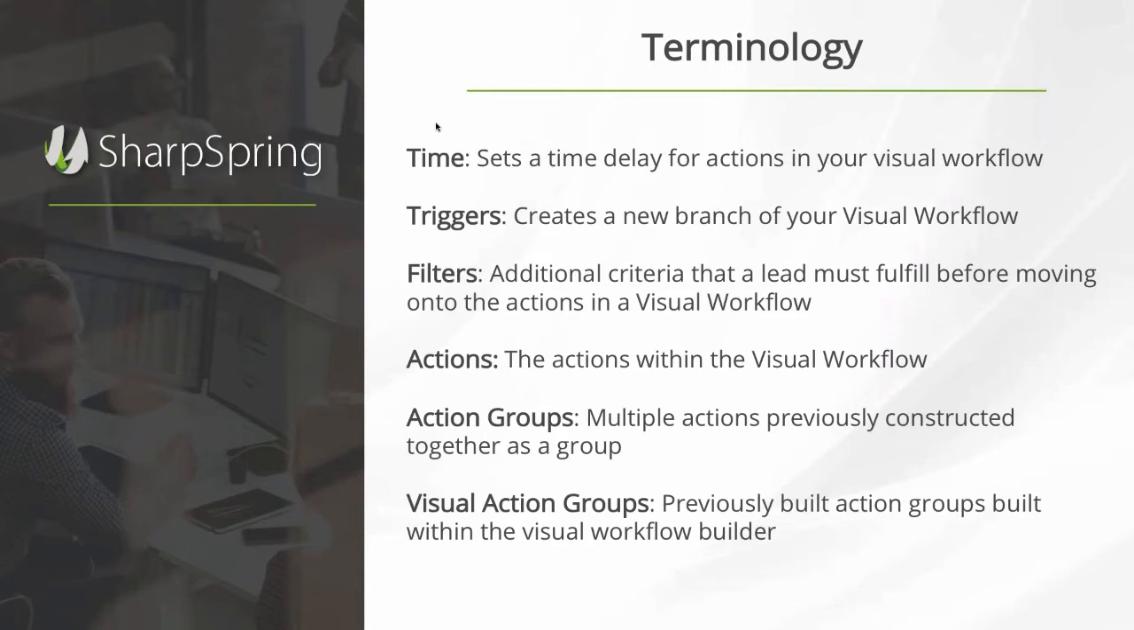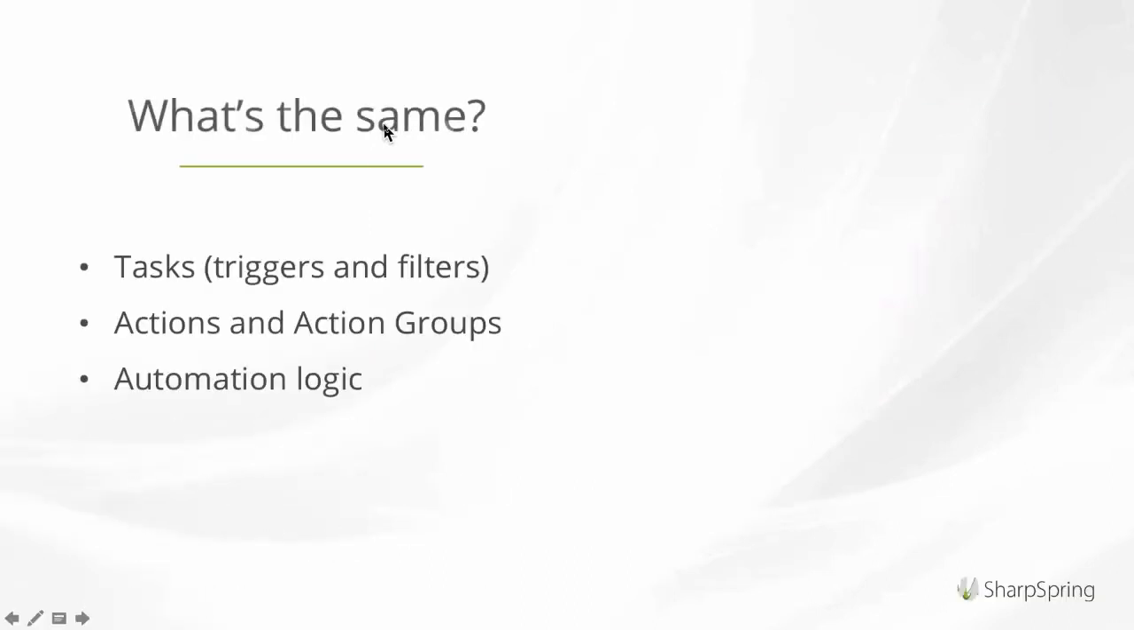And actions, that definition obviously is pretty self-explanatory. They're actions within the visual workflow. Once I get in, you guys will see exactly what I'm talking about. And action groups are just actions lumped together. There's multiple actions previously constructed and now a group. And so visual action groups, those are previously built action groups built within the visual workflow builder. I did blow through that, guys, but do know this is going to be memorialized on the partner portal, so you'll have all this information later to digest.